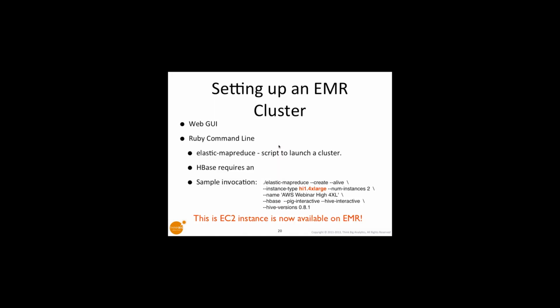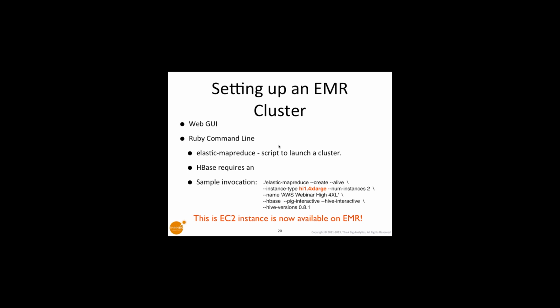So we start by looking at HBase on EMR. The first thing we have to do is set up a cluster. You do have the web GUI, but I myself really prefer the Ruby command line, or Amazon calls it their CLI. There's a small program called Elastic MapReduce, which is a script to launch the cluster or run commands against the cluster. Most of the time, we recommend just aliasing it to EM, so that it's simpler and easier to type.